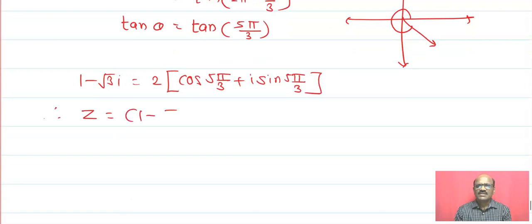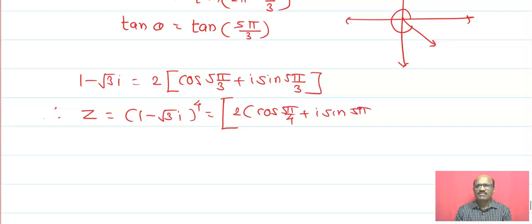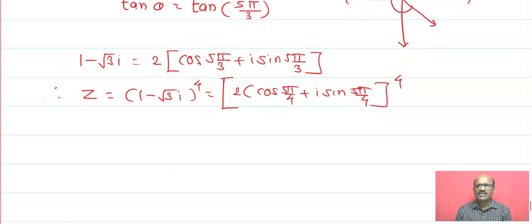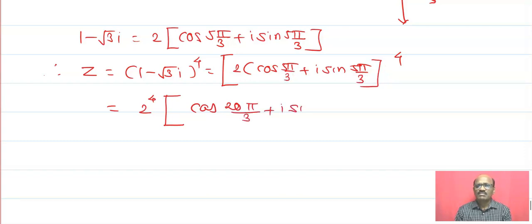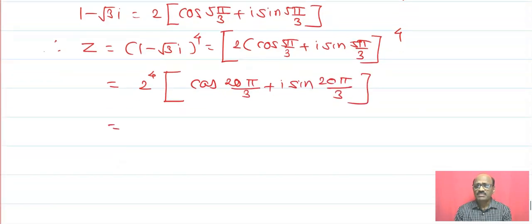Therefore, z is equal to 1 minus root 3i bracket raised to 4. That is 2 times cos of 5 pi by 3 plus i times sine of 5 pi by 3, bracket complete raised to 4. Now here, that is 2 raised to 4 in bracket, cos of, by de Moivre's theorem, 5 into 4, that is cos of 20 pi by 3 plus i sine of 20 pi by 3.